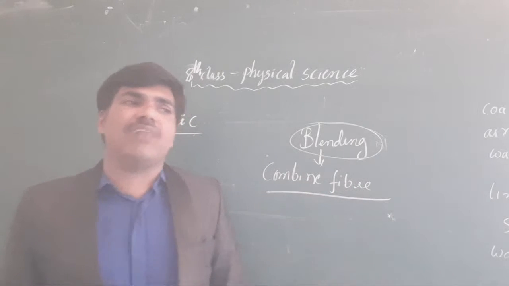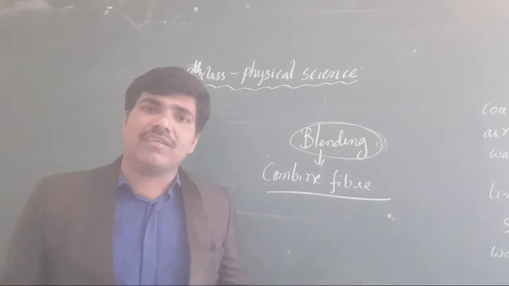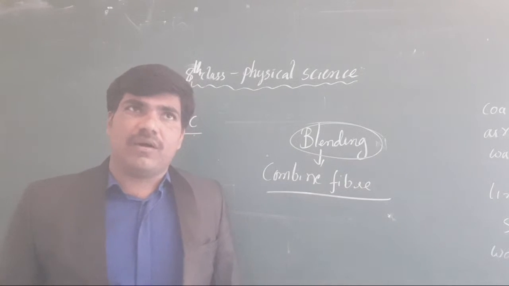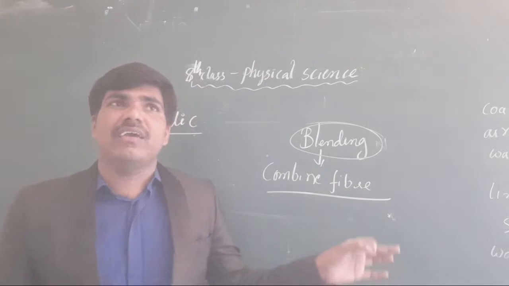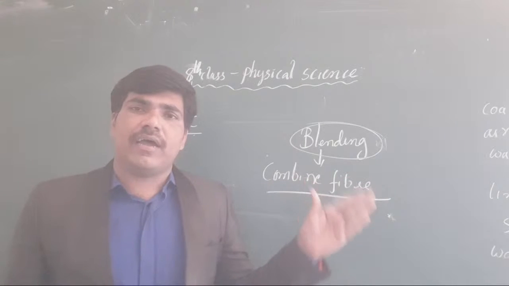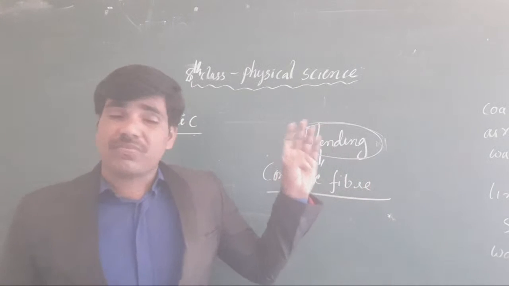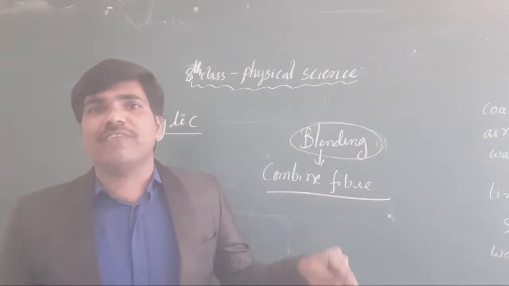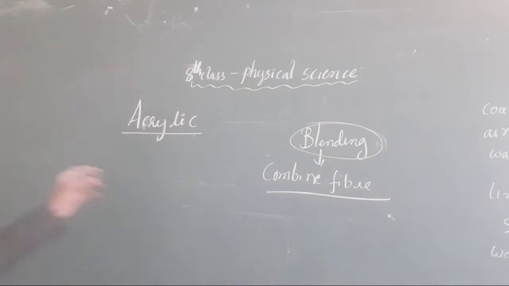Now there is an example given in our textbook: cotton is combined with polyester. Cotton is easy to wear and easily gives air to us, and polyester does not wrinkle and does not stretch. That is why we are using polyester with cotton. And here, sometimes one more thing is also given.